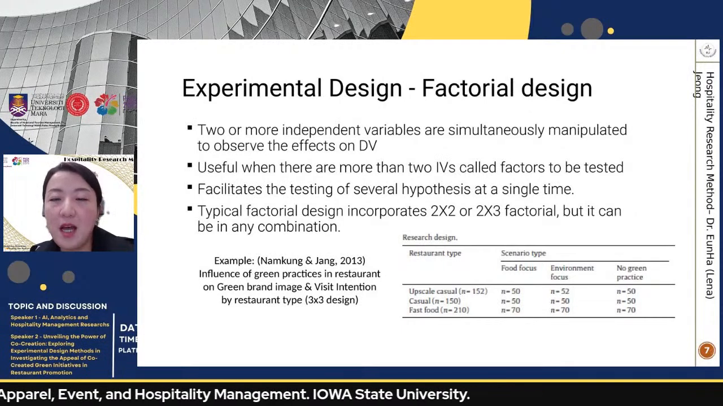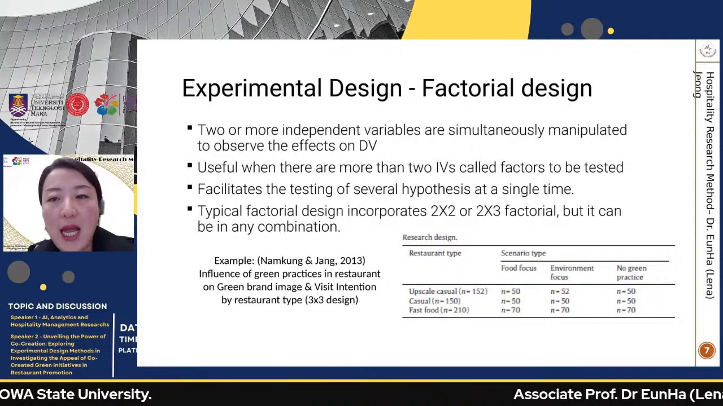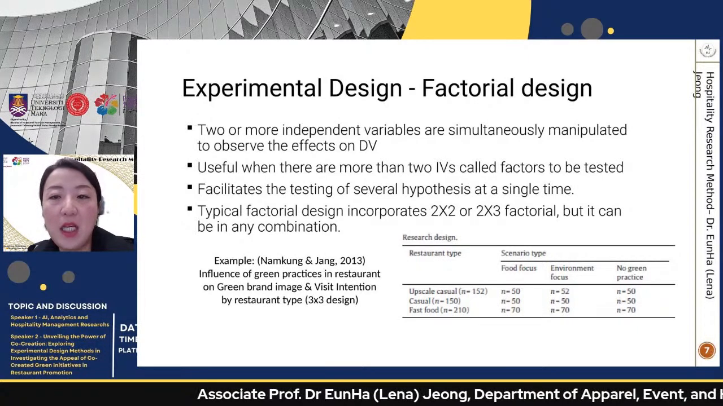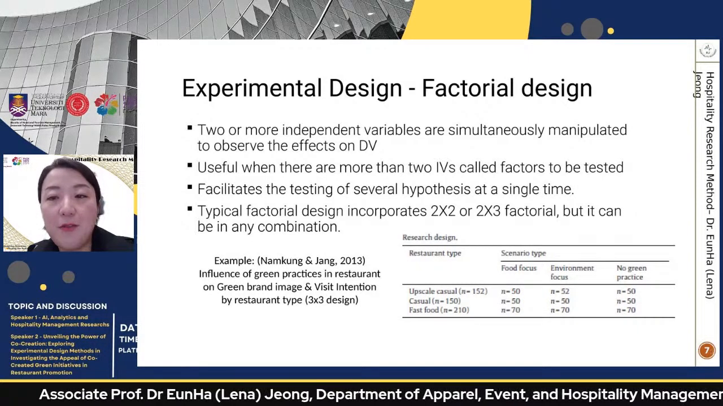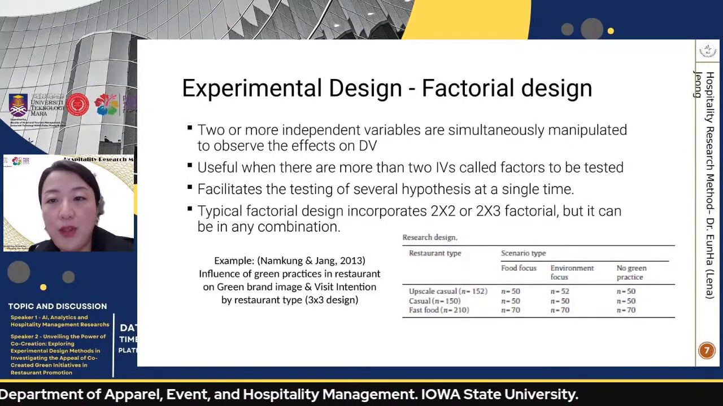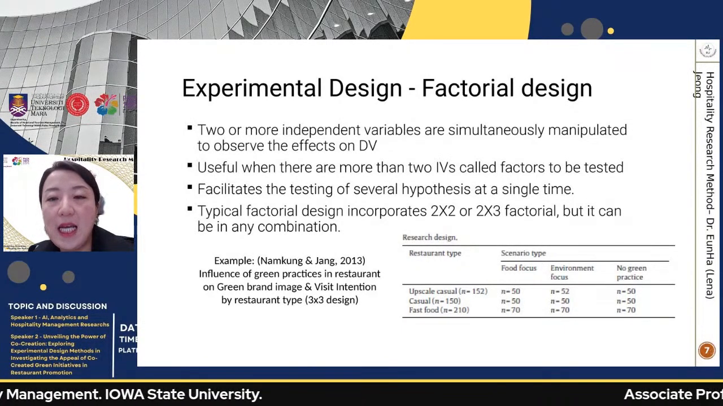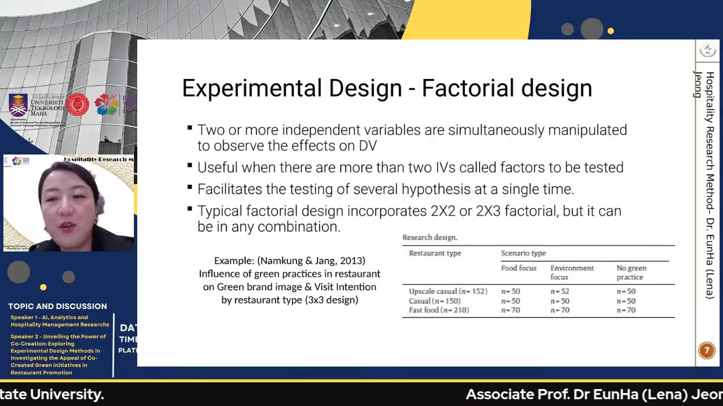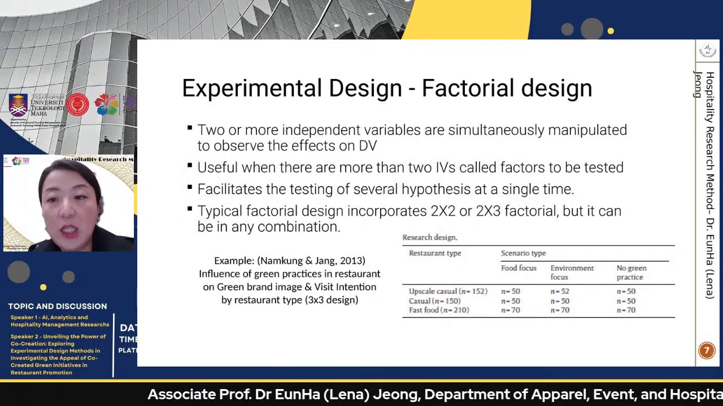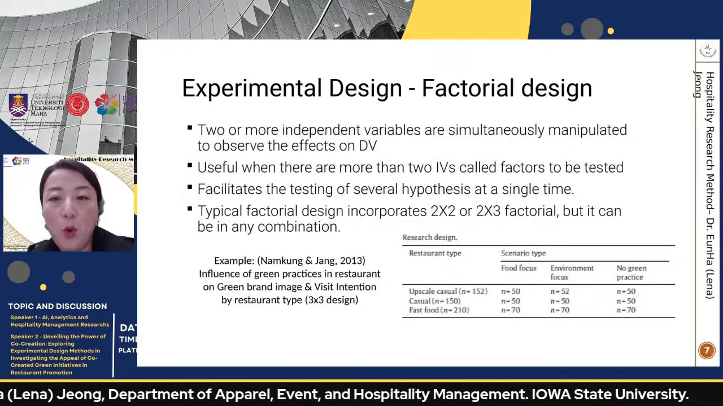The factorial design can be used when you have two or more independent variables that need to be simultaneously manipulated and their effect on the dependent variables can be observed. It is useful when there are more than two independent variables, called factors, to be tested. This can facilitate the testing of several hypotheses at a single time. Typical factorial designs incorporate 2x2 or 2x3 factorials, but this can become more complicated.